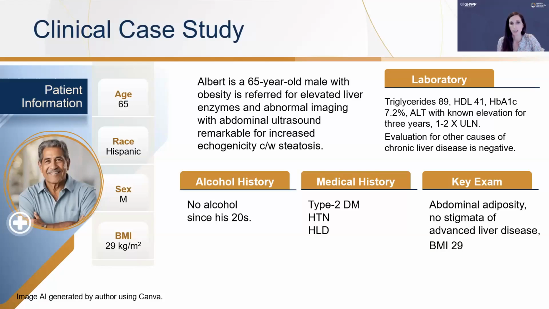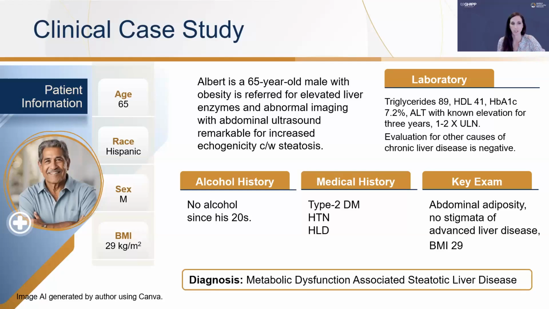His laboratory findings, his triglycerides are 89, his HDL is 41. He has a hemoglobin A1C of 7.2%. An ALT with known elevation for about 3 years, 1 to 2 times the upper limit of normal. He has had a serologic evaluation for other types of chronic liver disease, which was negative. On physical exam, you note abdominal adiposity, and there's no stigmata or evidence of advanced liver disease or portal hypertension, and he is overweight. So with all of this information, you can make a diagnosis of metabolic dysfunction-associated steatotic liver disease.